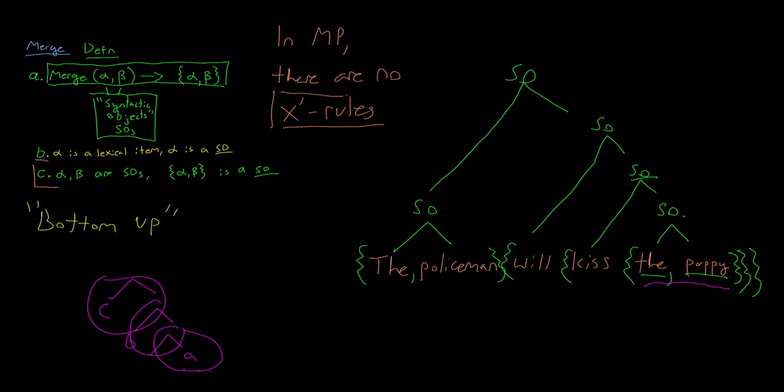Now, this of course raises an immediate problem, namely, how do we account for the generalizations that the X bar rules were able to account for?